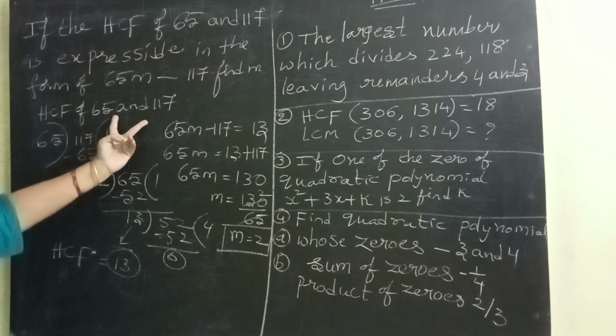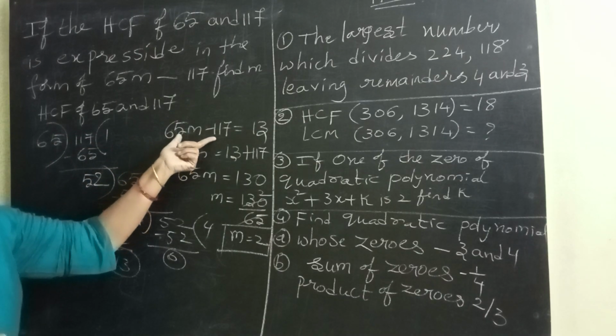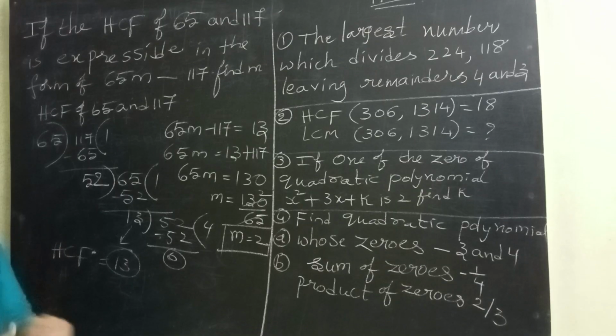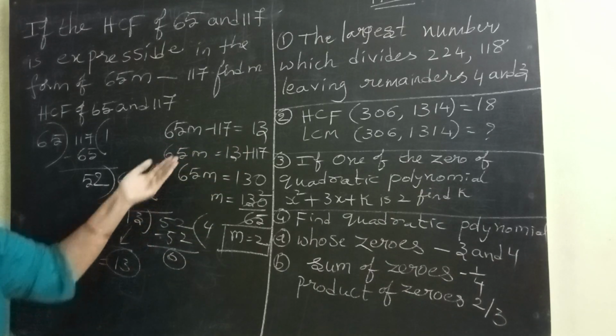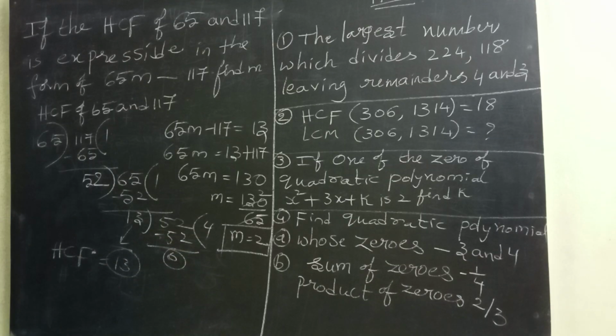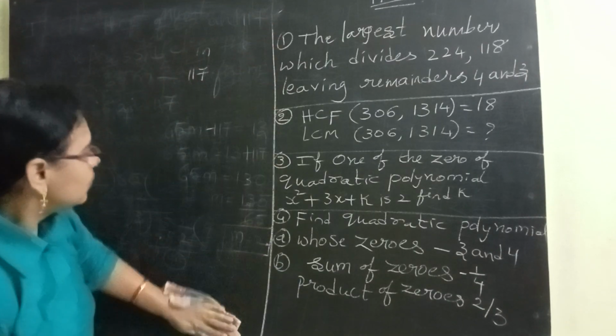Find the HCF of these two numbers. We got HCF is 13. That one is equal to what he has given. He has given that one is 65m minus 117. But we got that it is 13, so equate to that one. Then find the value of m. Transpose to the opposite side, then you will get the value of m. Okay, I hope you understand.